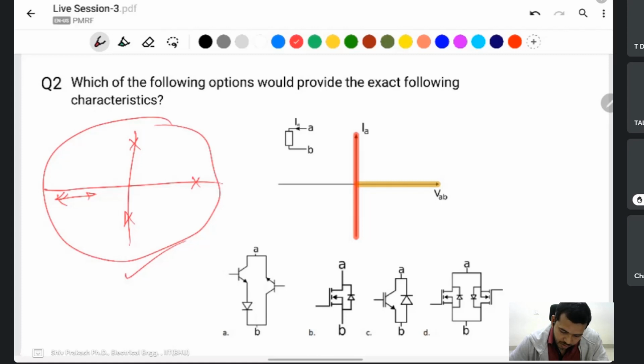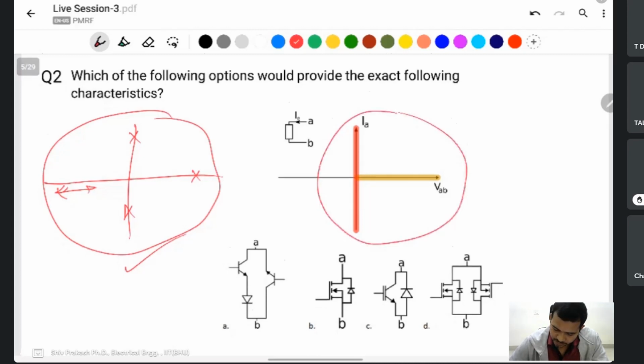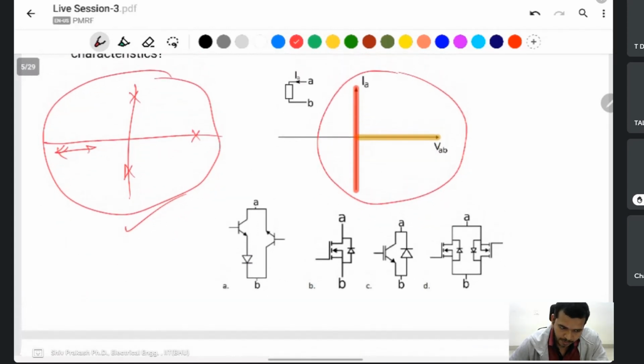And here is the question number second. Which of the following options would provide the exact following characteristic? It means the same as the MOSFET characteristic. Sir, a negative gate source voltage can be applied if it is a P channel MOSFET. Yeah, this one is a P channel MOSFET. But for N channel, the gate source voltage should always be positive, right, sir? Yes.